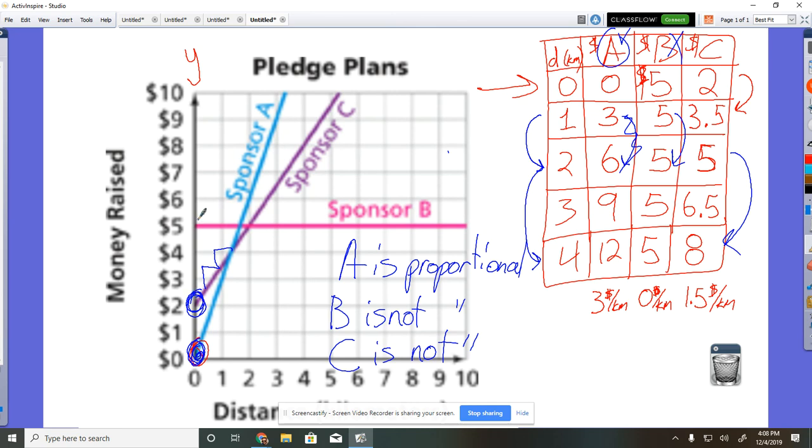Sponsor B has no rate at all. There's no proportional relationship at all. I can increase kilometers to infinity, and I'm only going to make $5. So there's no proportional relationship at all for sponsor B.